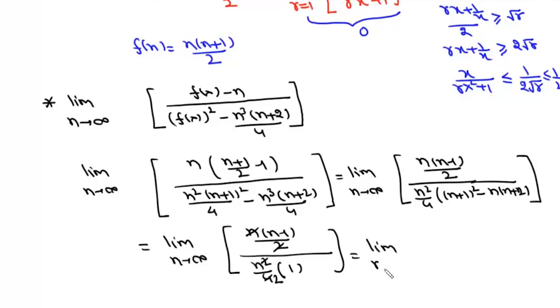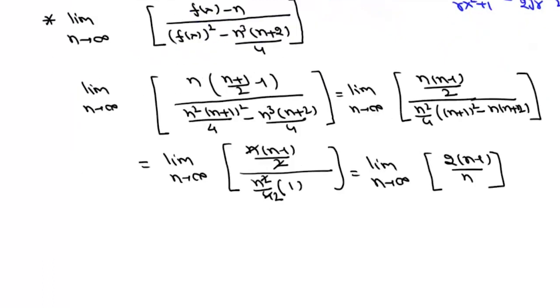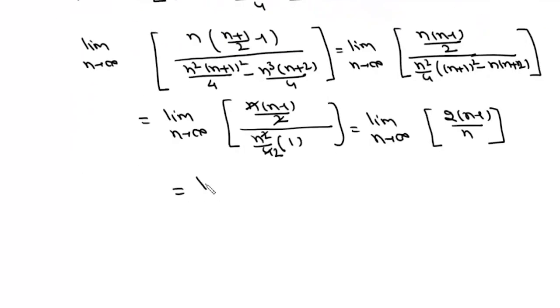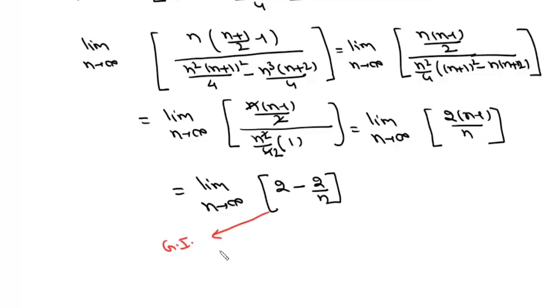limit n tends to infinite 2n minus 1 upon n. Now this is limit n tends to infinite, and this is 2 minus 2 by n. Now if we consider this bracket as greatest integral function, then we know that 2 minus 2 by n is less than 2. In that case, value of this limit will be 1.